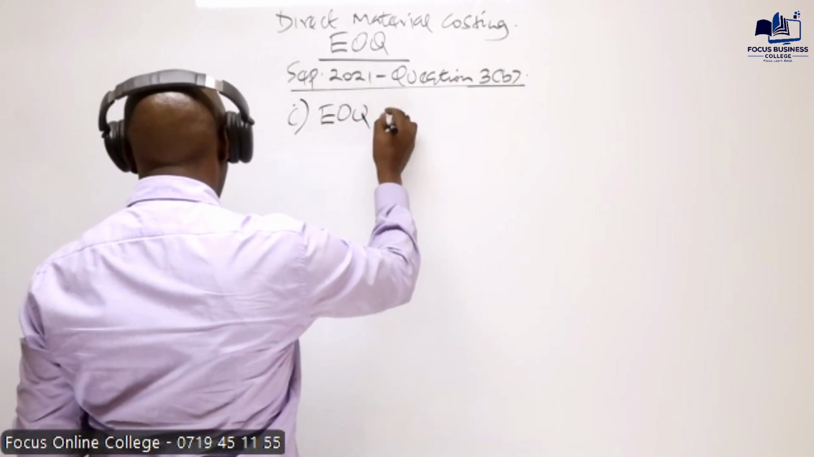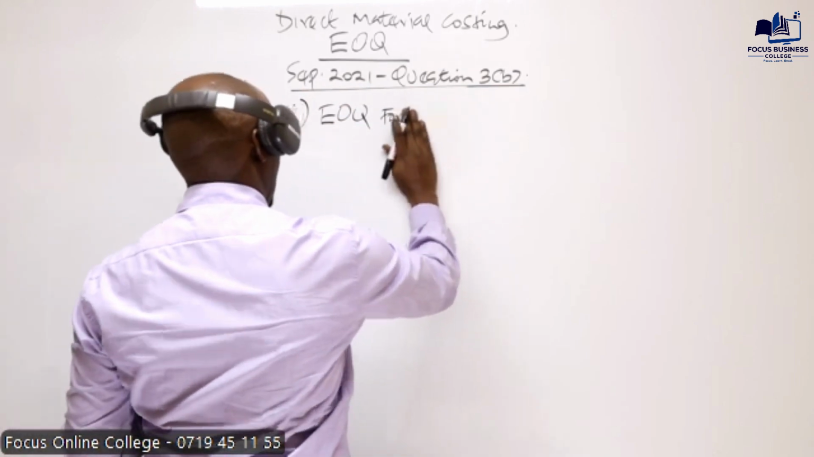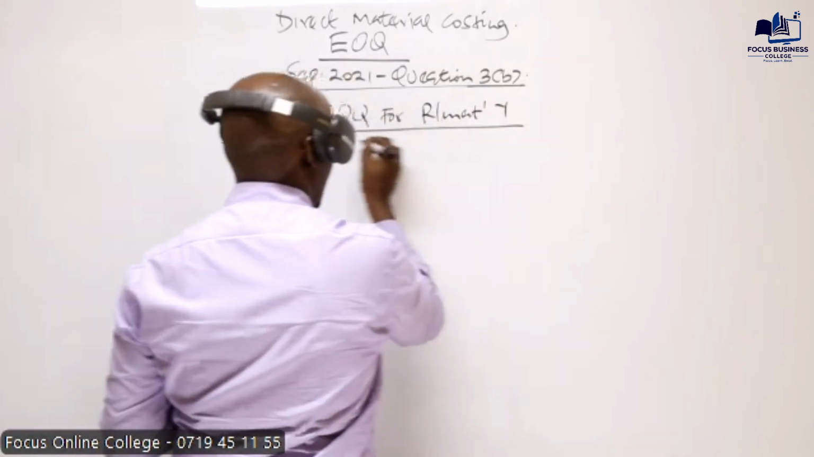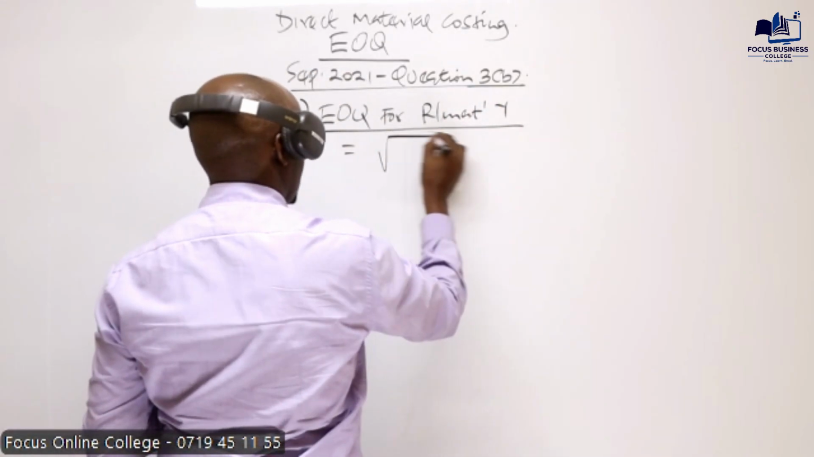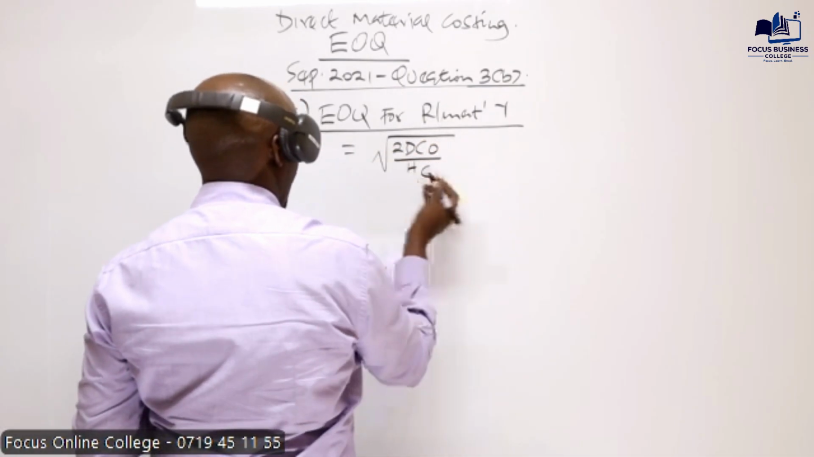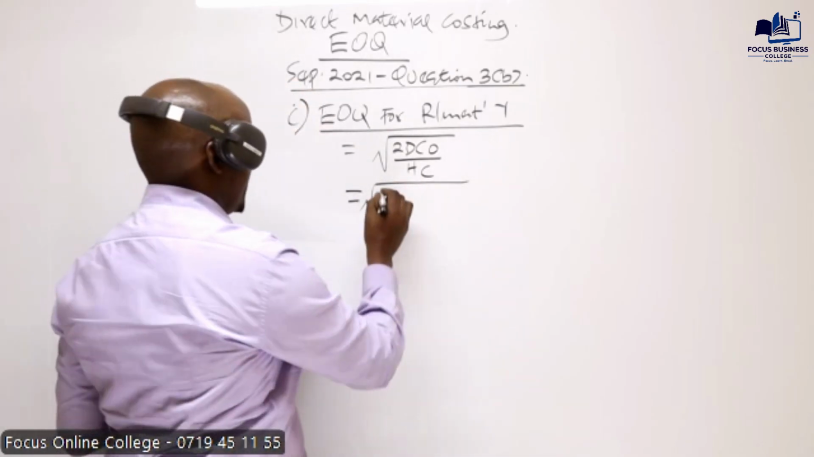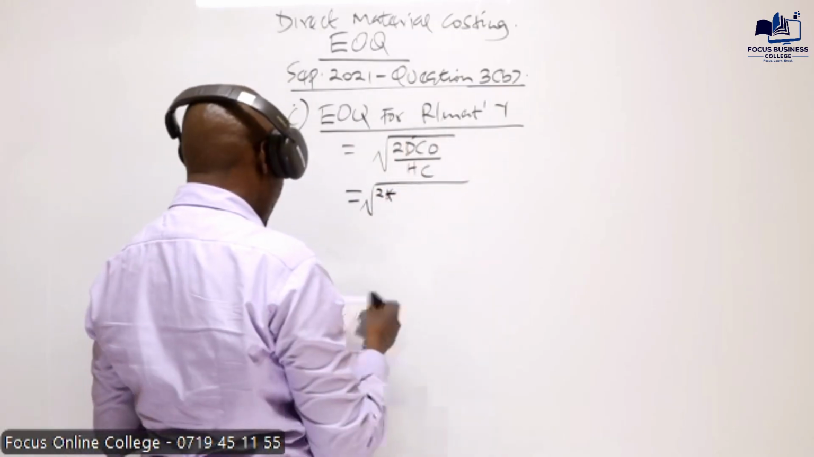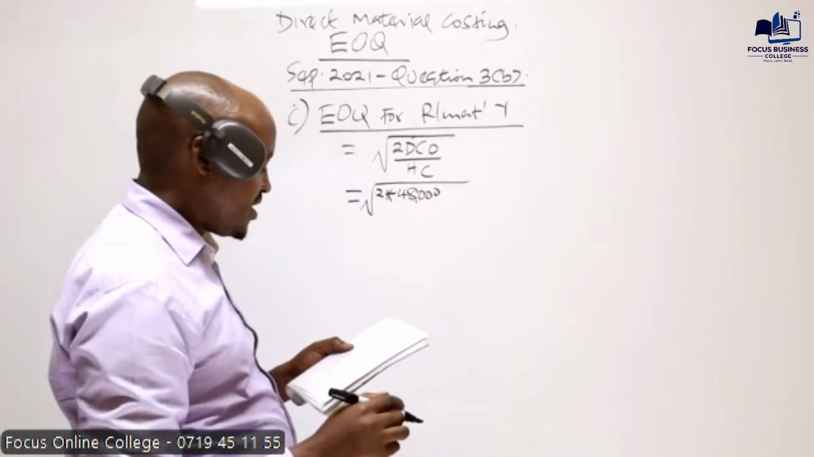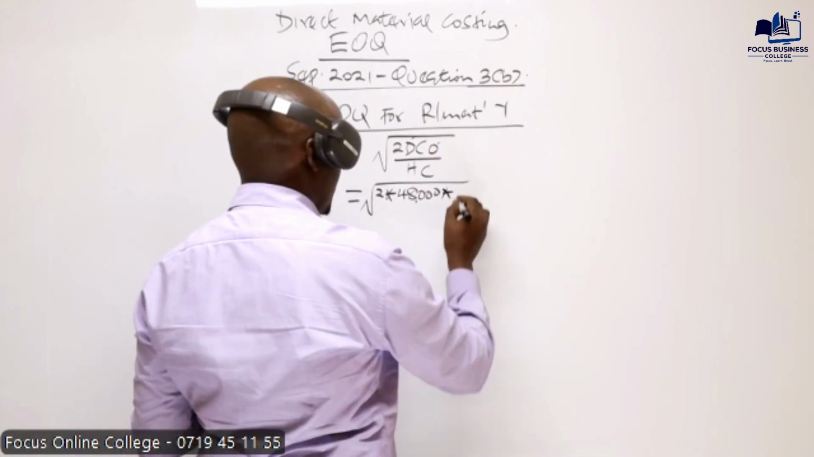1 mark is given for the EOQ for raw material Y. So this is equal to the square root of 2D C0 all over HC. And in our case, we have all of these values. We have the annual demand, or basically the annual usage, which is 48,000 units. Then we multiply that with the ordering cost per order, which is 120.